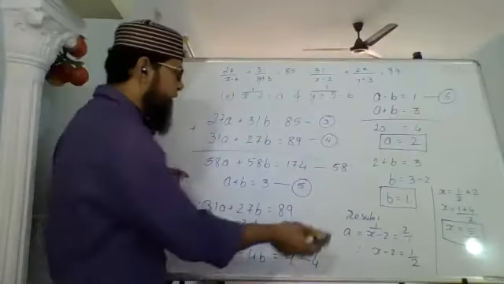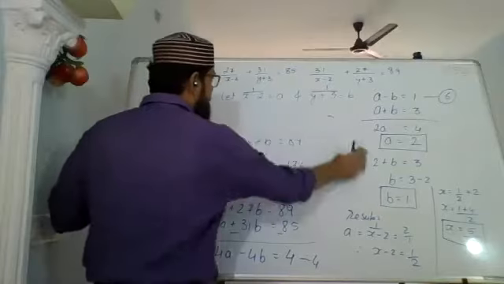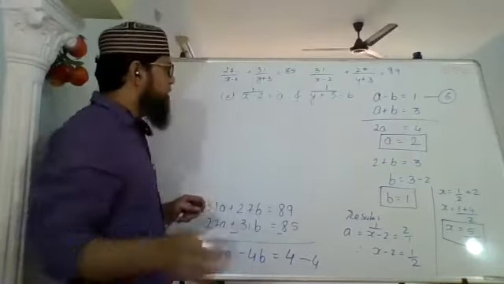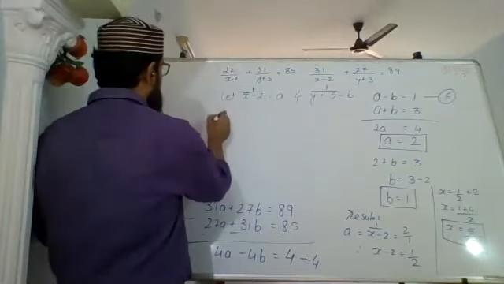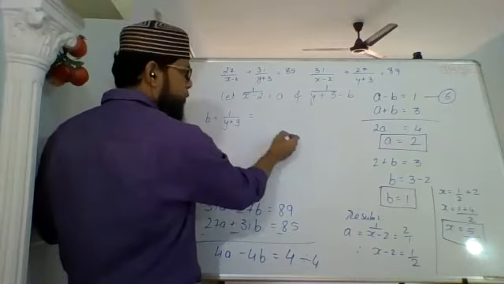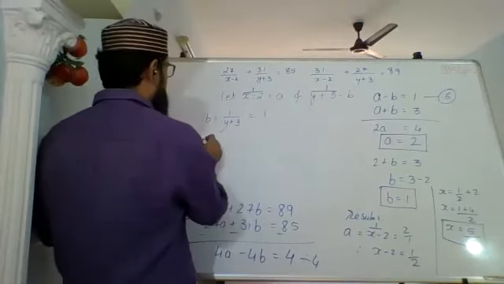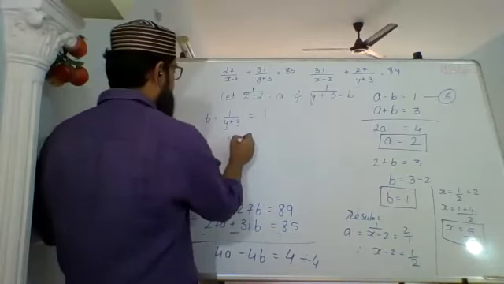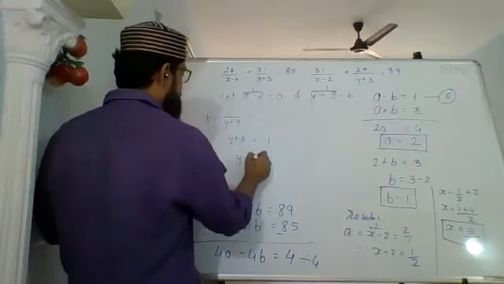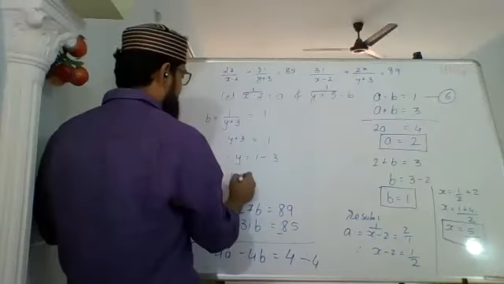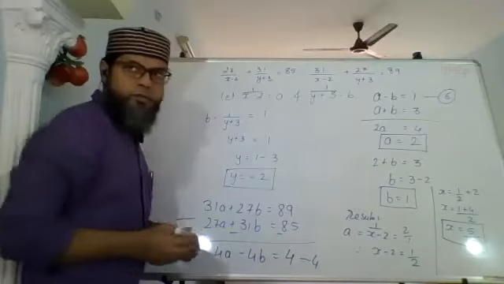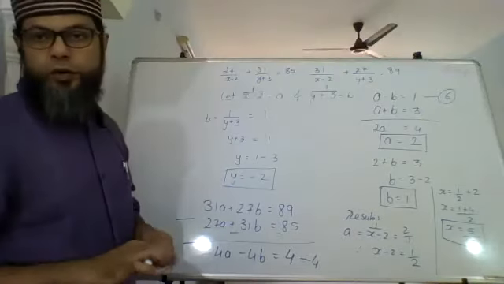Similarly, we are going to resubstitute for B. What does B say? B equals to 1 upon y plus 3. And what is B equal to? B equals to 1. Therefore, y plus 3 equals to 1. Therefore, y equals to 1 minus 3. Y equals to minus 2.